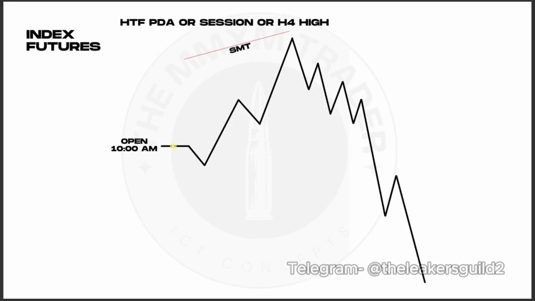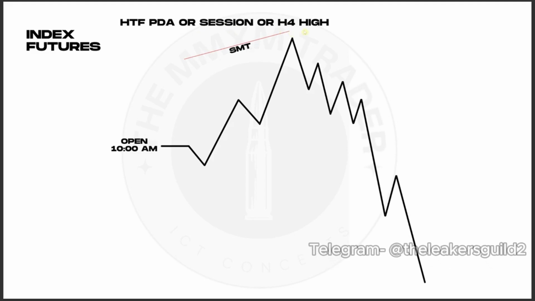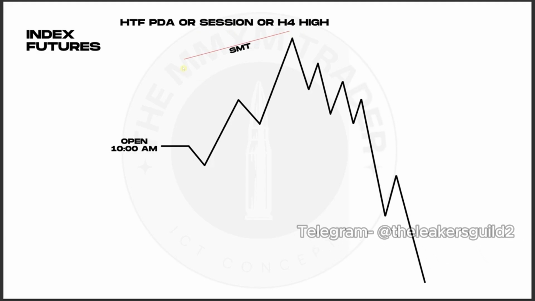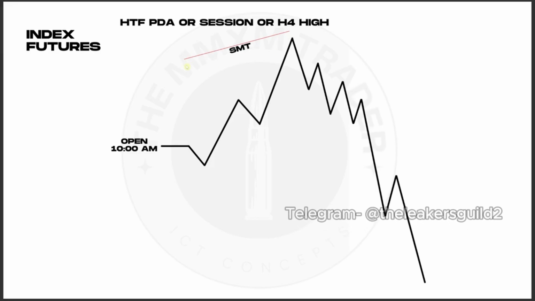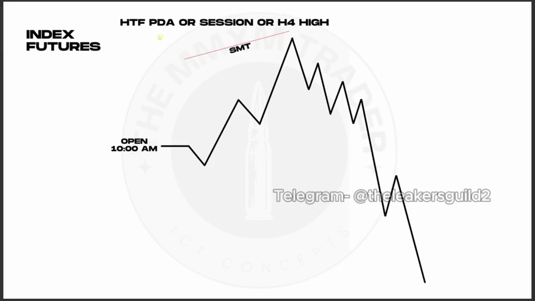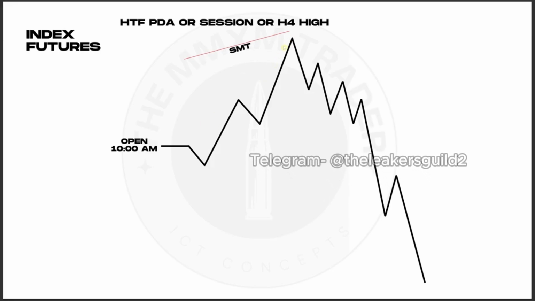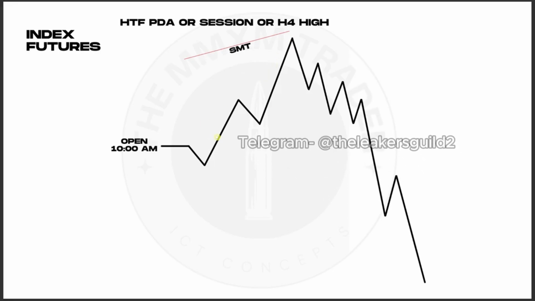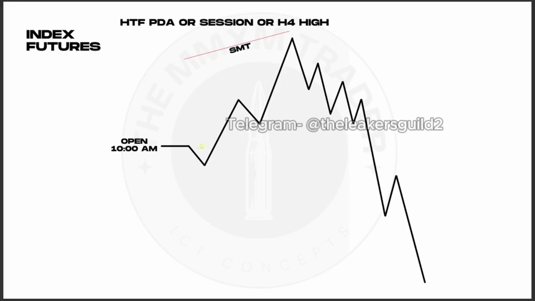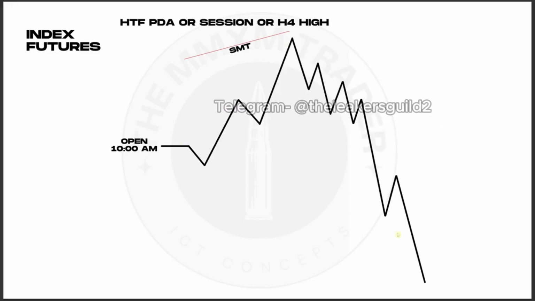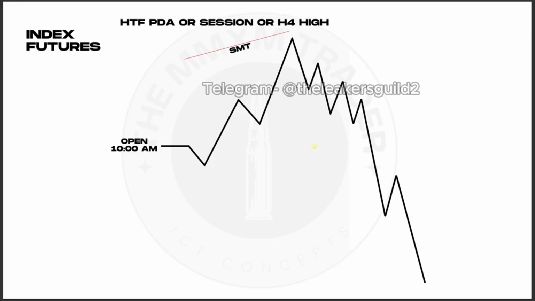We want to see a manipulation phase first into a higher time frame PDRA or previous session high or a previous 4-hour candle's high. And what is going to be key is that SMT again, right? On that high, on that session low, on that PDRA, we want to see that SMT, and that is the manipulation phase, or the power of 3, right? We want to see accumulation, manipulation, and then distribution lower into that 4-hour candle.